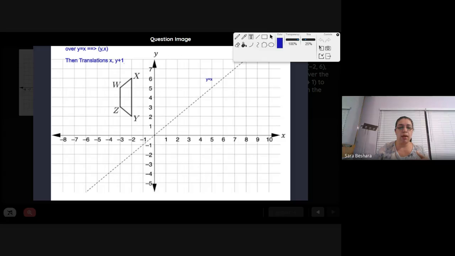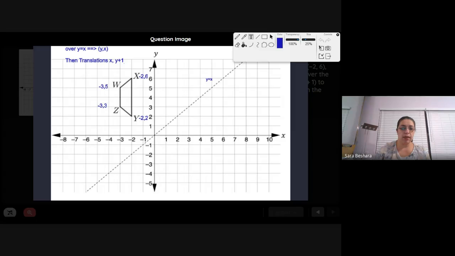So Y is (-2, 2). X is (-2, 6), even though they are given, but I can't really see them. W is (-3, 5). Z is (-3, 3). Okay, I'm going to reflect over this.